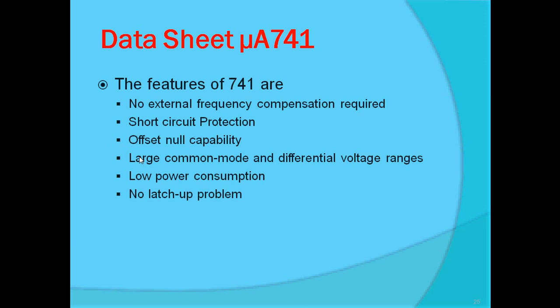By referring to these data sheets, we can make a better selection of ICs for different applications. In today's lecture we have seen the ideal op-amp, its ideal characteristics, various op-amp parameters, how to read the data sheet, what parts are included in it, and features of the operational amplifier. In the next lecture we will go through some of the configurations of the operational amplifier.